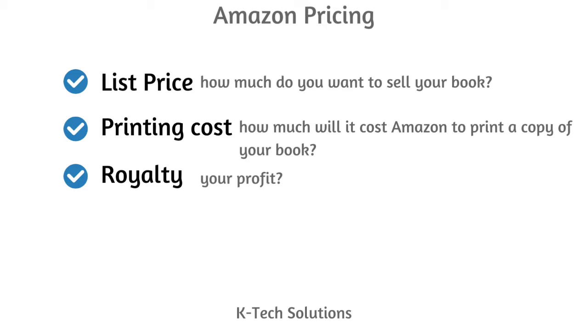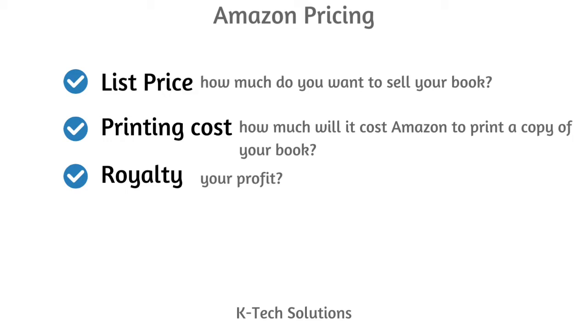One, list price. The listing price is the price of how much you want to sell your books on Amazon, how much you want it to be listed. It's a matter of answering this question: how much do you want to sell your book? If you want to sell your book for $20, for example, then $20 is your list price, the price that is going to be listed for your book on Amazon.